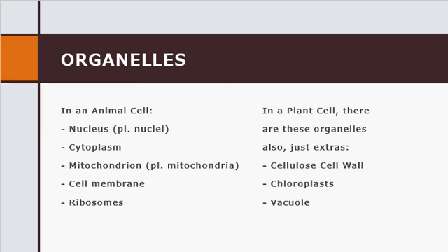In an animal cell, there are 5 we need to know: the nucleus, cytoplasm, mitochondrion, cell membrane, and the ribosomes. In a plant cell, these 5 are present, but they also contain 3 more, only found in plant cells: the cellulose cell wall, chloroplasts, and the vacuole.